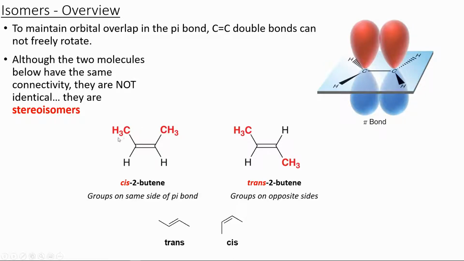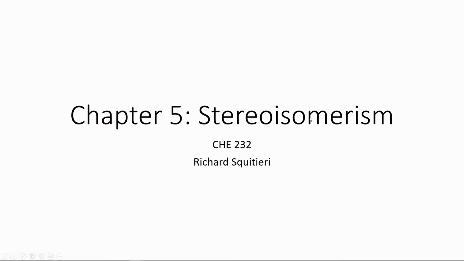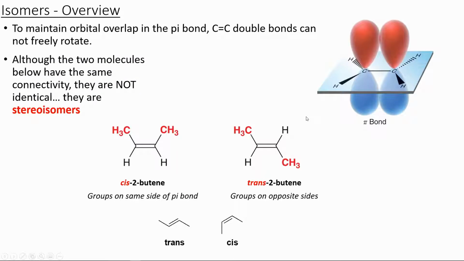And there are two stereoisomers. The cis-butene has both methyl groups on the same side of the double bond, and the trans-butene has the methyl groups on opposite sides of the double bond. So this methyl group is on the same side as this hydrogen. Again we have the same connectivity: this carbon is connected to this carbon all the way through, but in space we have different arrangements.